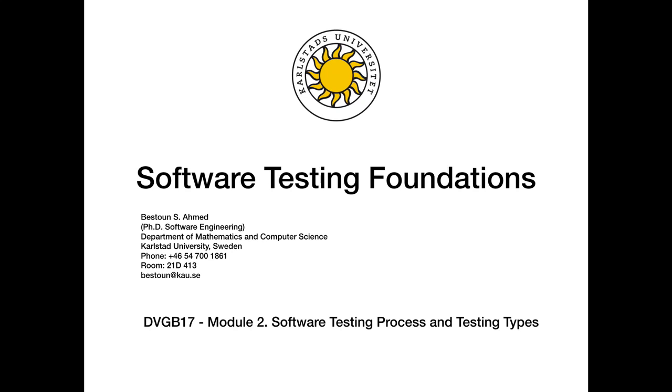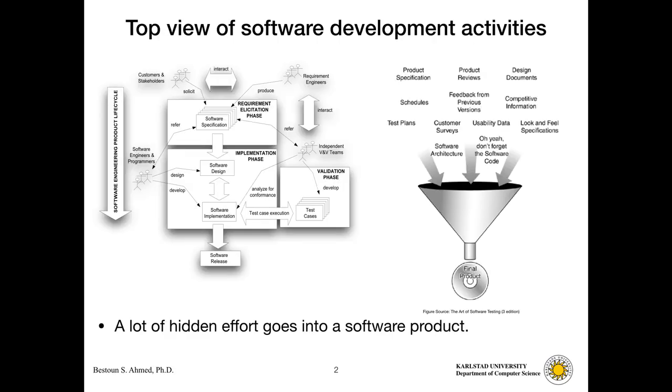Welcome to Module 2. This Module 2 of Software Testing Foundation is dealing with software testing processes and testing types. Now you can see that development of software in general is composed of many activities. And these activities vary from one software project to another software project.